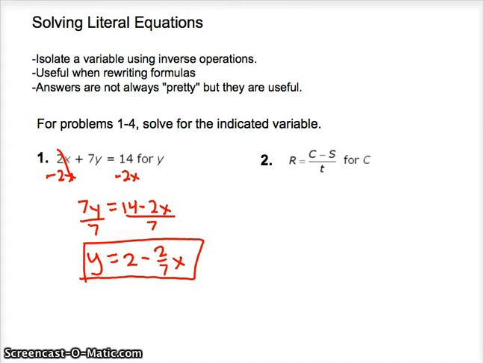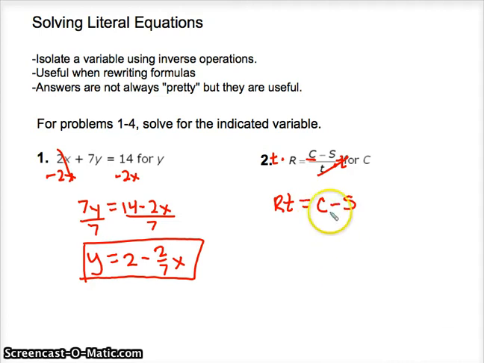Let's look at another one. R equals c minus s divided by t, and we are solving for the variable c. This is the variable we want all by itself. So we need to start undoing these operations. Everything is divided by t, so I'm going to multiply both sides by t. The t's on the right side will now cancel, and I'm left with r times t equals c minus s.